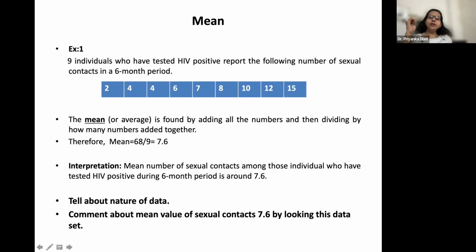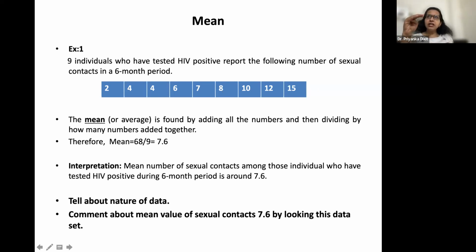Now what is the interpretation? Can you all write down in your notebook? In this particular situation, your mean was 7.6, median was 7, and mode was 4. Have you all written? Yes, mean is 7.6, median is 7, and mode is 4.